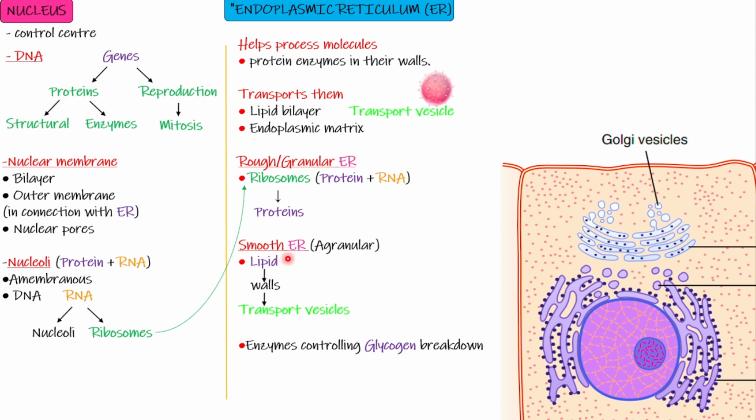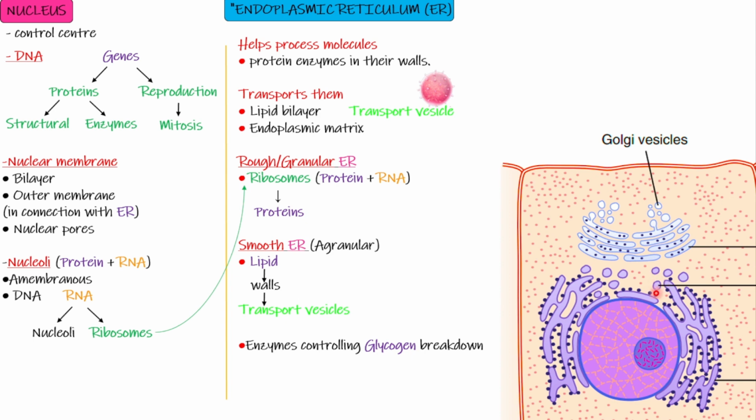Now, when smooth endoplasmic reticulum produces lipid, that lipid enters into the walls of the smooth endoplasmic reticulum. When it enters into the wall, it helps in replenishing the wall, and it helps in the formation of transport vesicles. As you can see here, these transport vesicles are being formed from the smooth endoplasmic reticulum. As you know, these are formed by budding off.